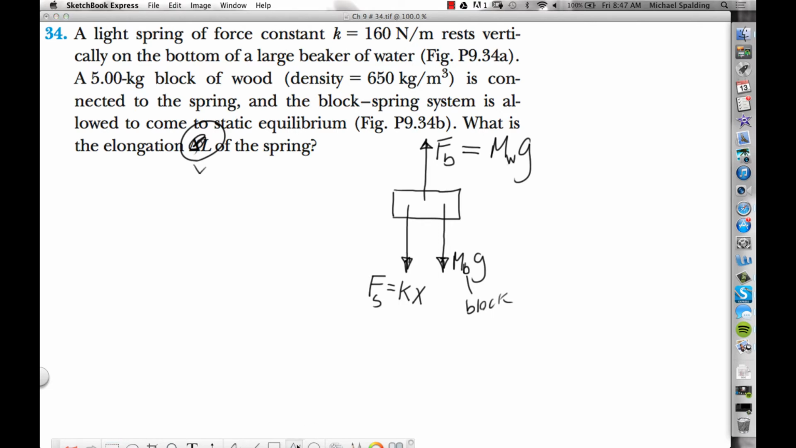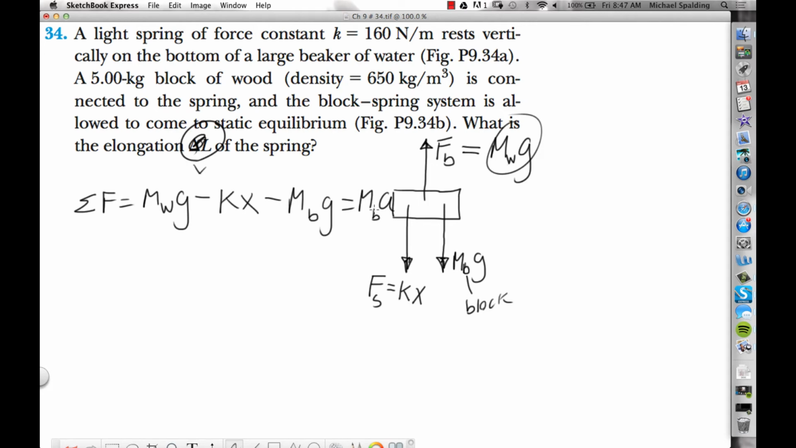Okay, so summing the forces, we have mass of water times gravity, that's the buoyant force, that's this guy, minus the force of the spring, which is Kx, minus the weight of the block. Okay, that's the sum of the forces. Sum of the forces always equals ma, okay, where this would be mass of block. But what's the acceleration? 0, because the block's just sitting there, right? It's just sitting there attached to the spring.